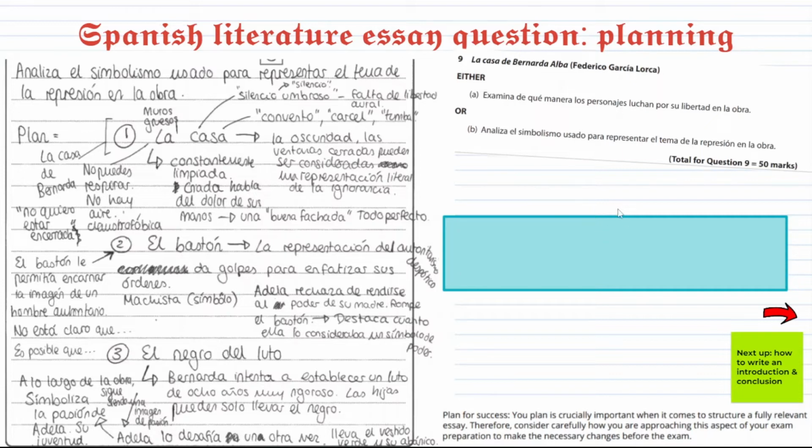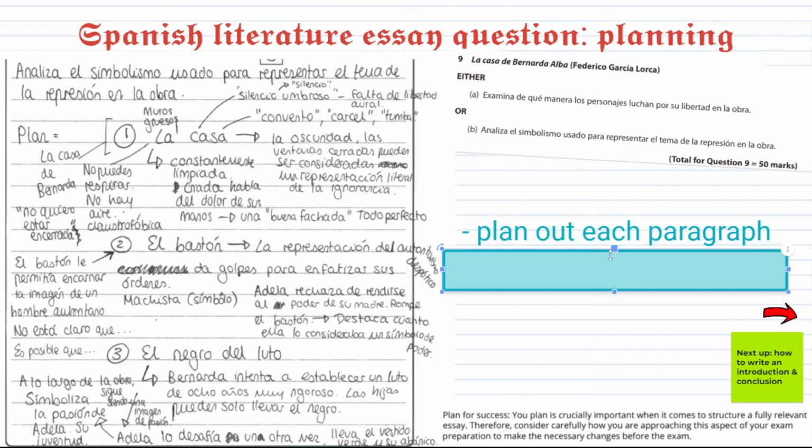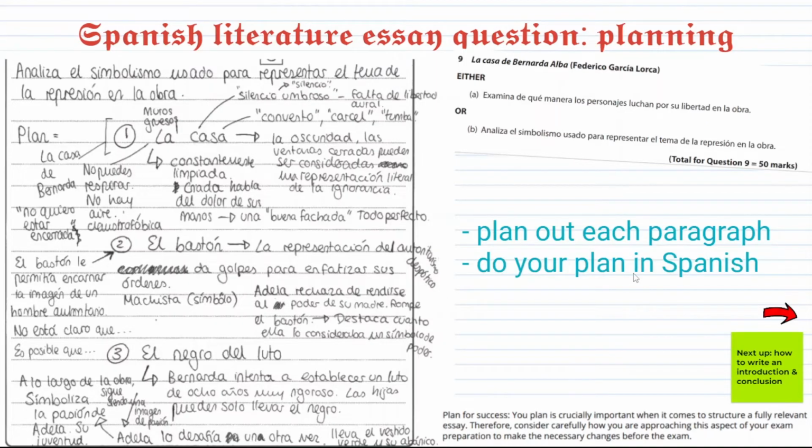So that's the first key takeaway from this example. Always separate your plan into the paragraphs you want to write. Also, they wrote down lots of quotes and keywords which they will use in their essay. The final key takeaway is to write your plan entirely in Spanish. This will reduce the amount of mistakes you will then make in your writing.